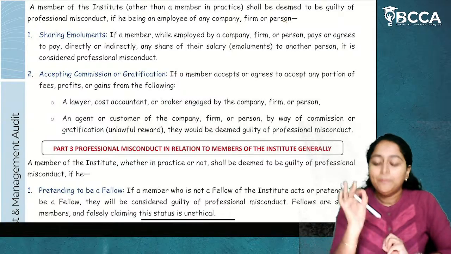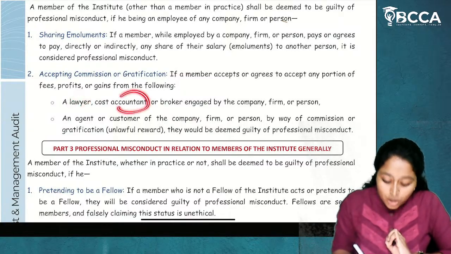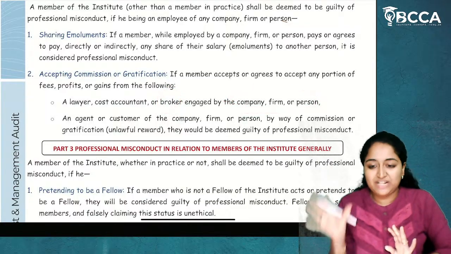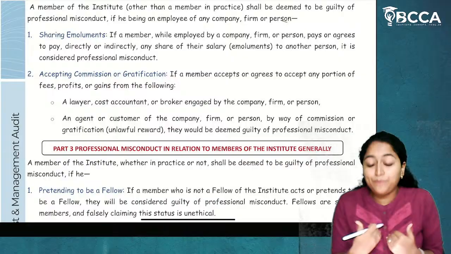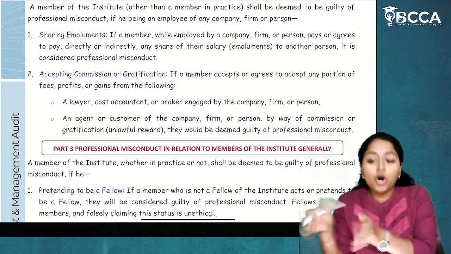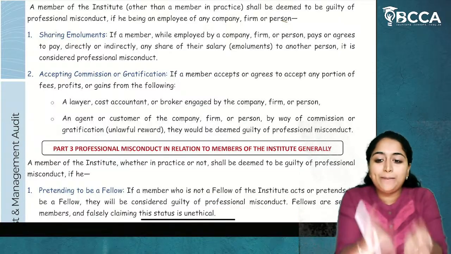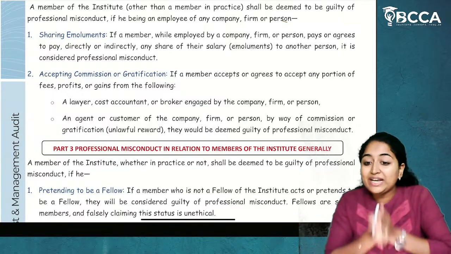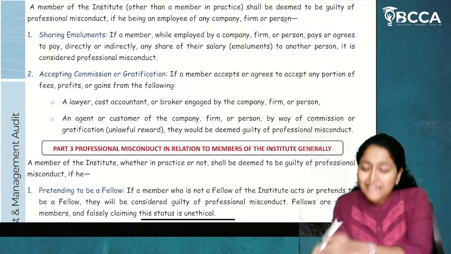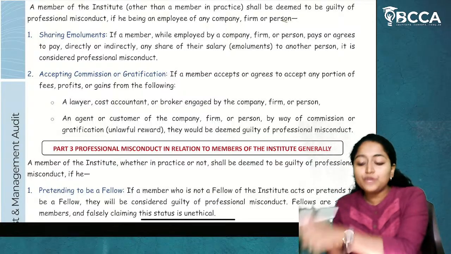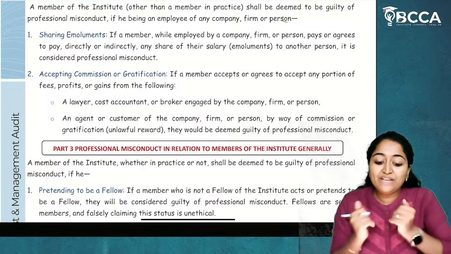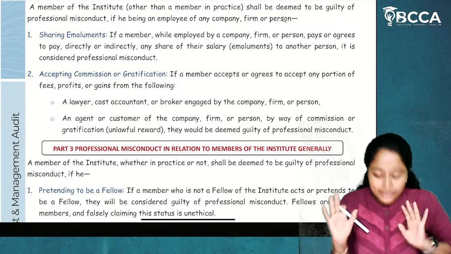Not from all, but from a lawyer, a cost accountant, or a broker engaged by a company, firm or person. Which means you are acting as an employee in ABC Limited, and there is a lawyer, a cost accountant or a broker who is related to ABC Limited, then you can't get into a relationship or take the commission or gratification from that lawyer, cost accountant or broker who is related to ABC company. If they are not related to ABC company, you can. But if they are related to ABC company, then you can't take it.